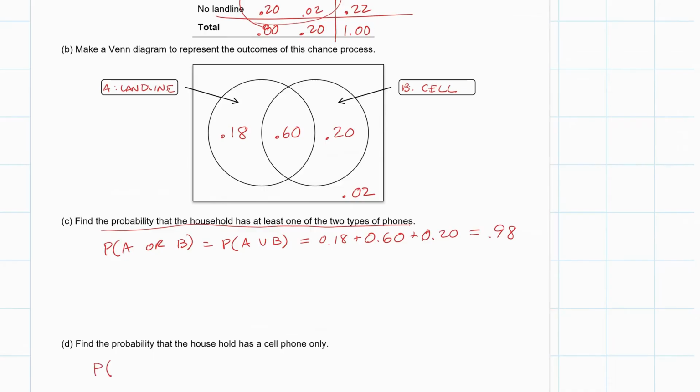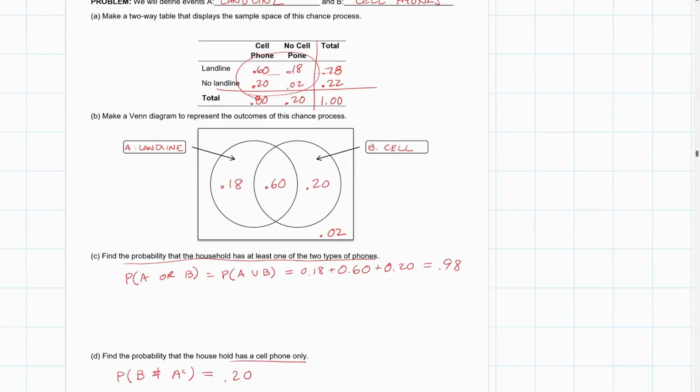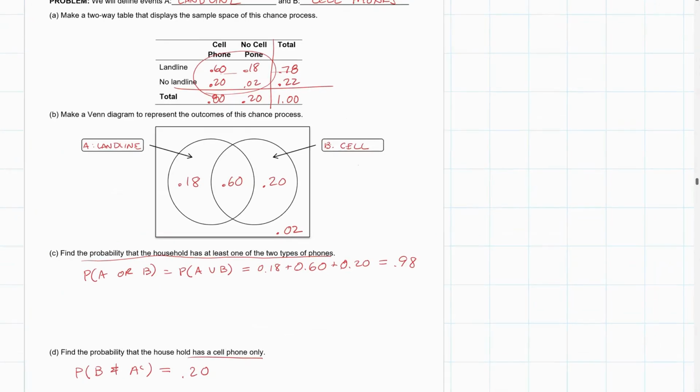What's the probability that they only have cell phones? Well, that's the probability of them being a cell phone household and not a landline. And again, we saw that in the Venn diagram, and that's 20%. Again, we got that 20% by filling in that two-way table.